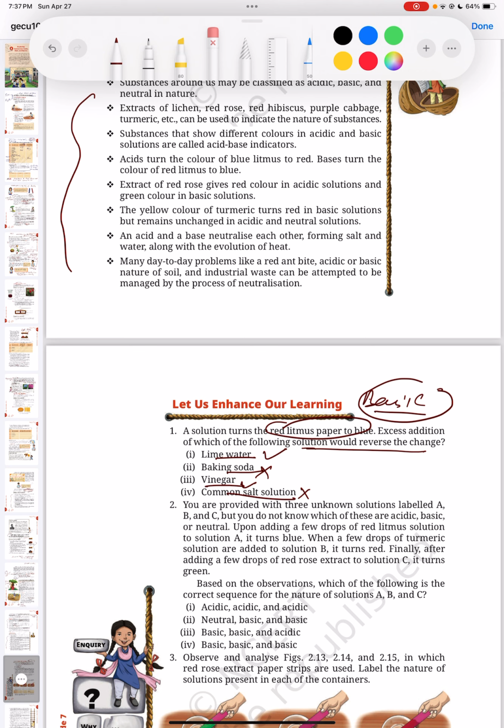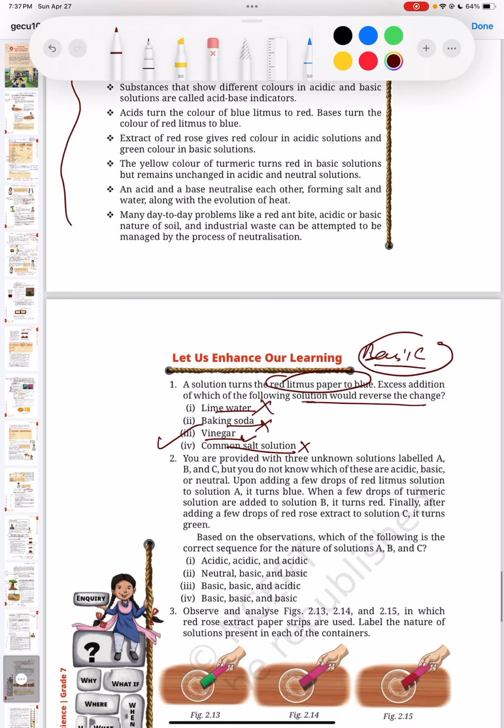Oh wait, lime water is also not. I thought it was lemon water. Wait, I also made the same mistake. Okay, lime water is also basic. So the answer is vinegar. Basically, it seems like an odd one out question, right? I mean, you did not even have to understand what is happening over here. You just need to see which one of them is the odd one out.